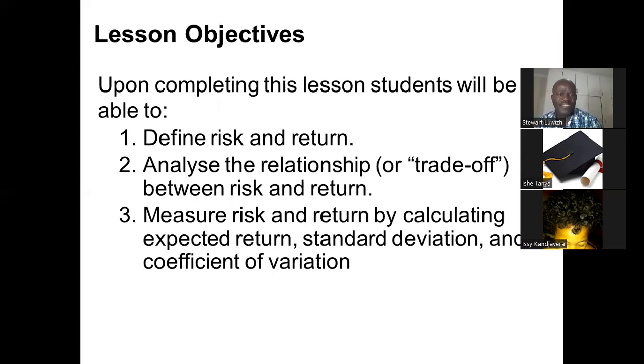Number one, we need to define risk and also define return. Then we'll be expected to be in a position to analyze the trade-off that exists between risk and return. Then we should also be able to measure risk and return by calculating expected return, standard deviation, and coefficient of variation. Those are the three objectives that we want to achieve.